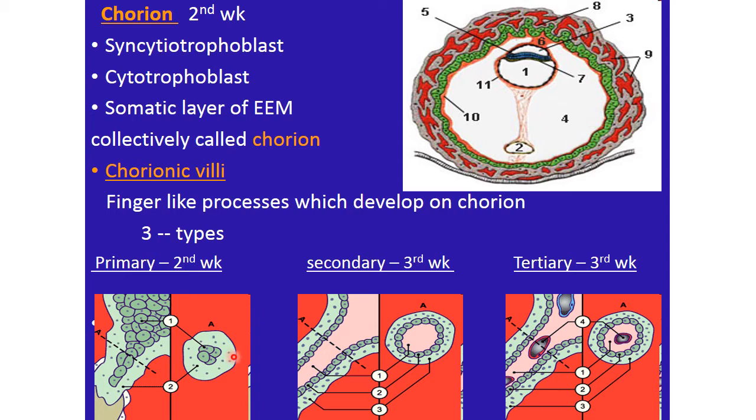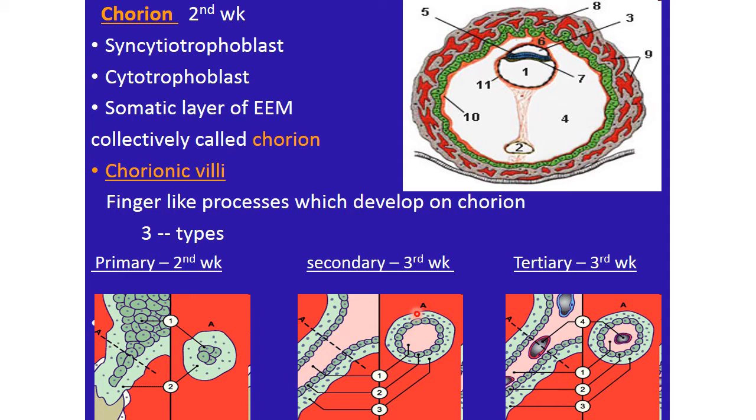And during the third week, the extraembryonic mesoderm also starts to follow the initially developing primary villi, and they form the core of the developing villi. And when we take the cross-section of those secondary villi, we will see a central core formed by the mesoderm. Outer to that is the cytotrophoblast layer, and still outer to that is the syncytiotrophoblast layer.